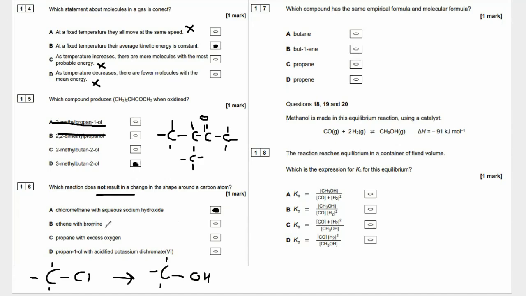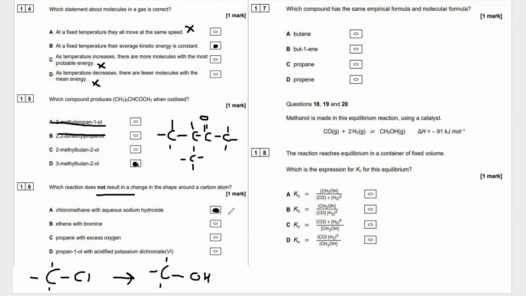If we go ethene with bromine, we're going to go from that double bond to 1,2-dibromoethane. Propane with excess oxygen, we're going to get carbon dioxide and water. Propan-1-ol with acidified potassium dichromate, we're going to go all the way to carboxylic acid or aldehyde.